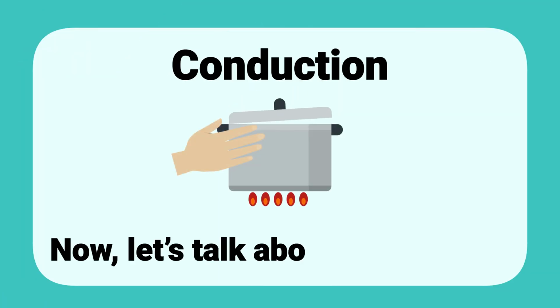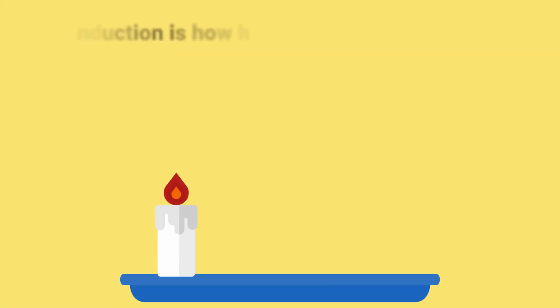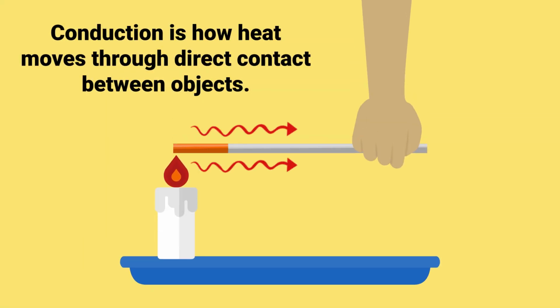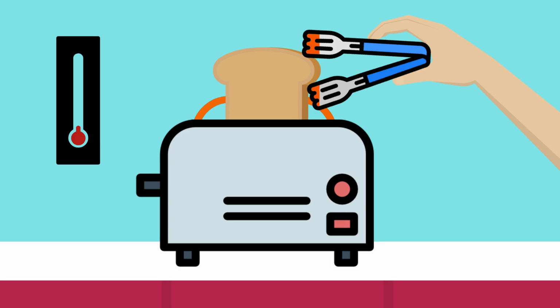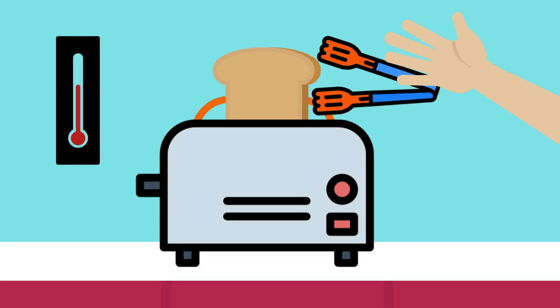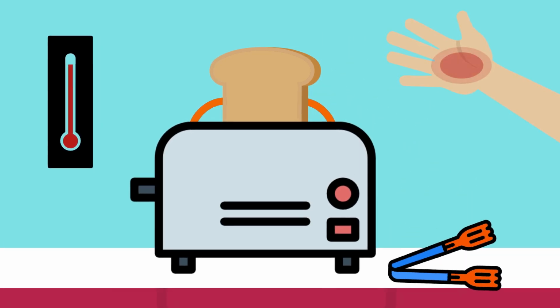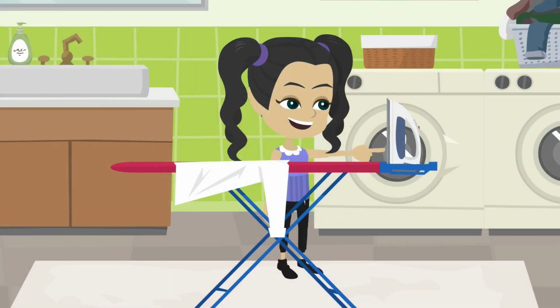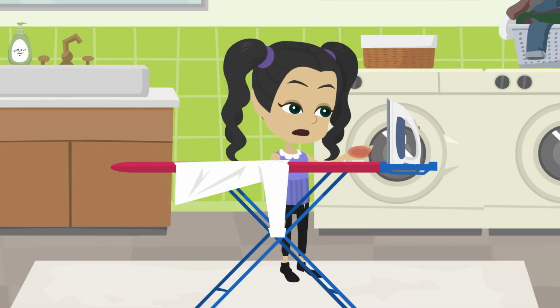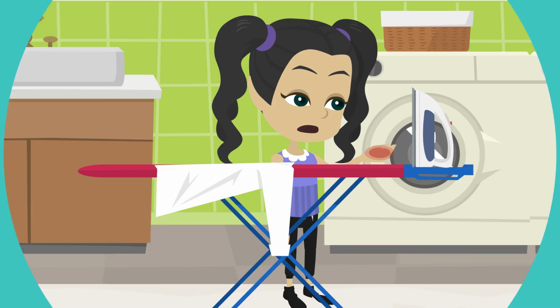Conduction. Now let's talk about conduction. Conduction is how heat moves through direct contact between objects. Here, when I touch the hot toast, heat moves from the toast directly into my tongs, and if I touch the tongs, the heat will move into my hand. When heat moves through something that's in direct contact, like the toast and the tongs, we call it conduction. It's like when you touch a hot object and the heat moves from the object into your hand.